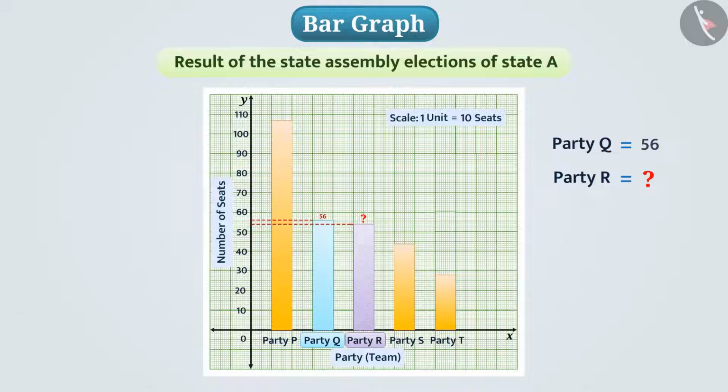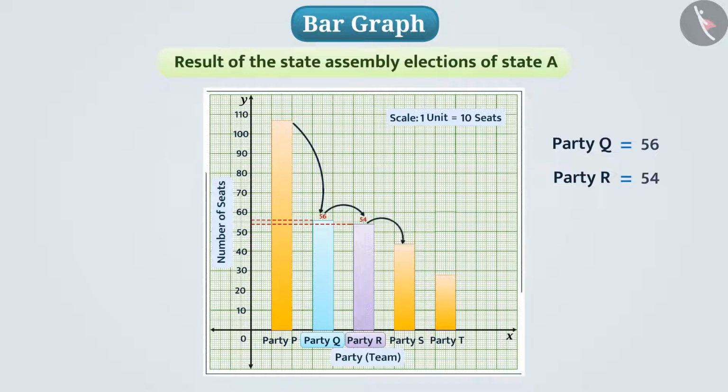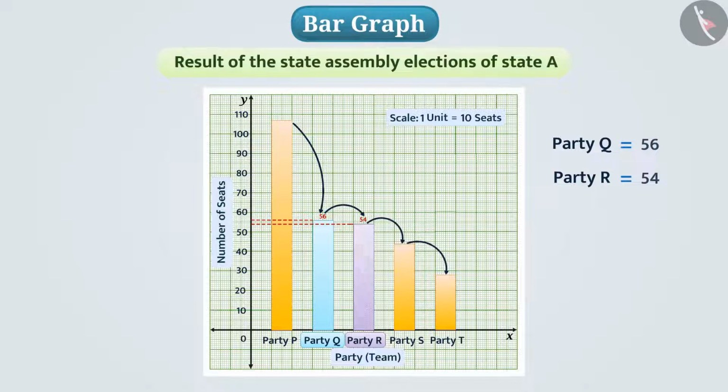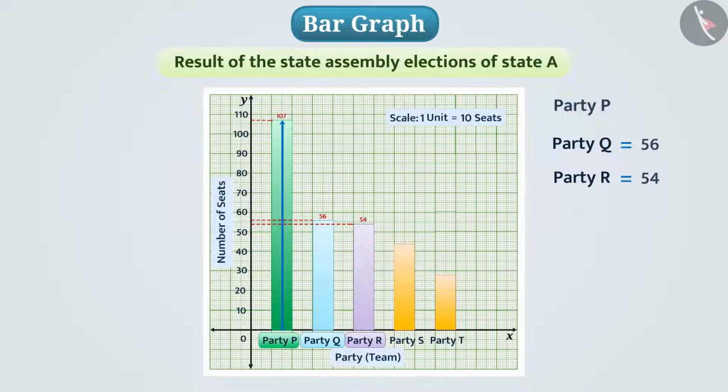Absolutely right. For the length of bar made for party R, we know that party R has won a total 54 seats. The comparison of data becomes easy with the help of bar graph, as the maximum length bar has been drawn for party P. Here we can say that party P has won the most seats.